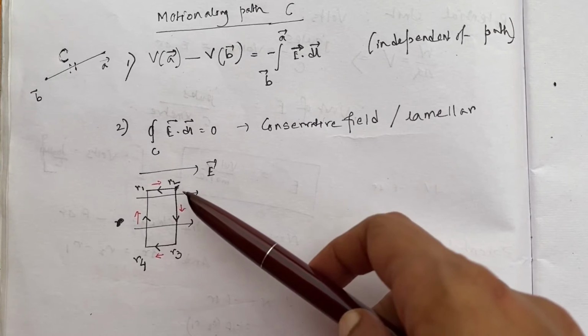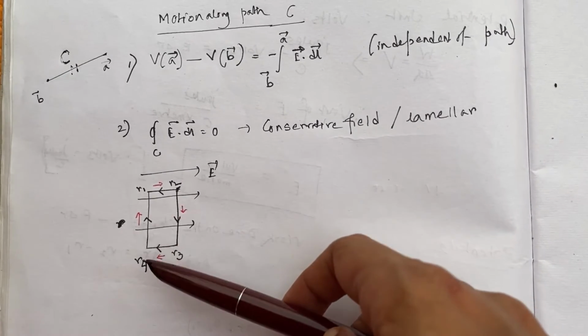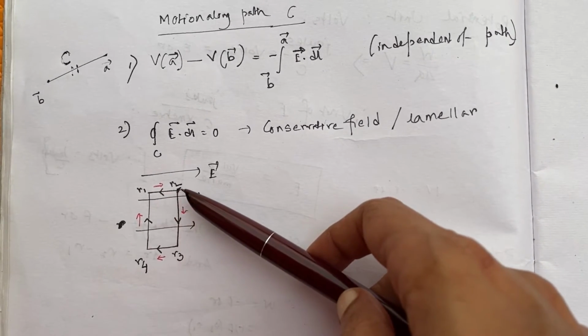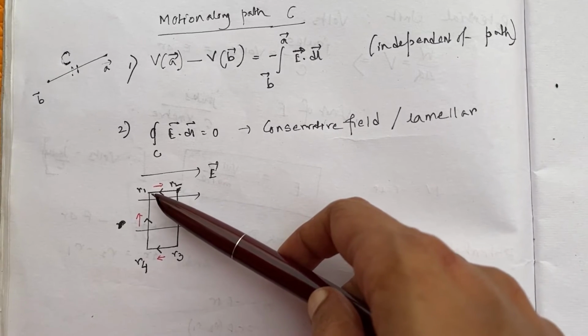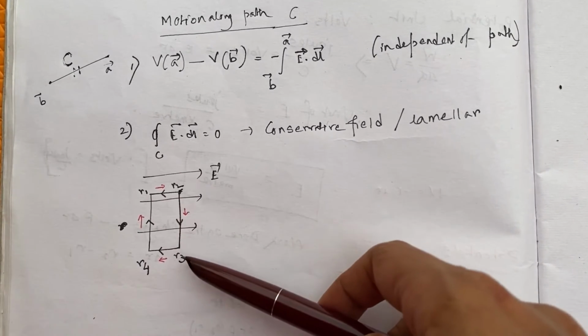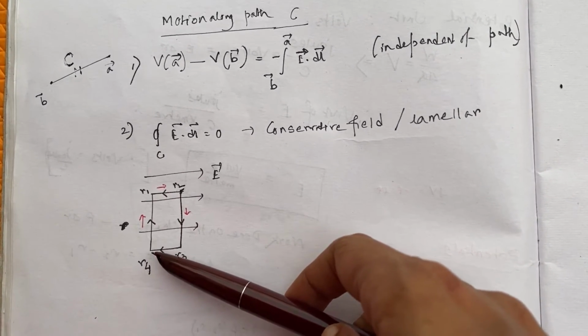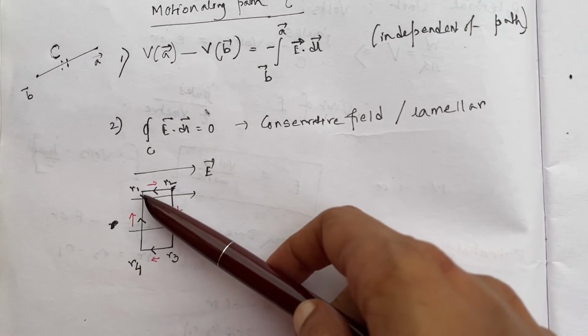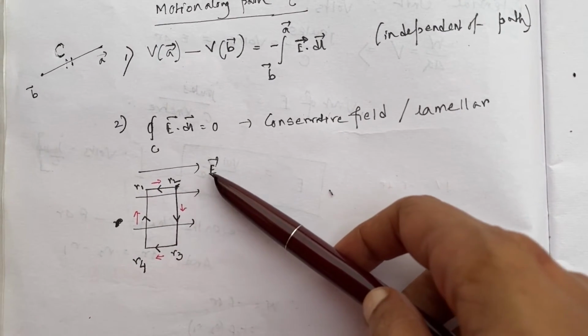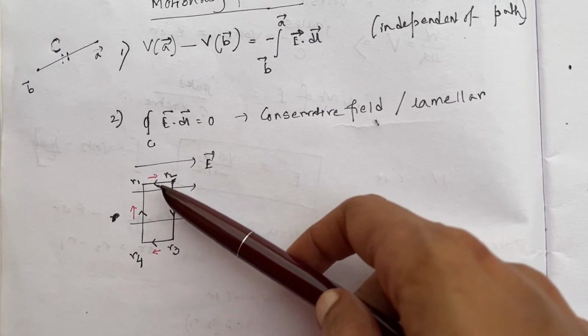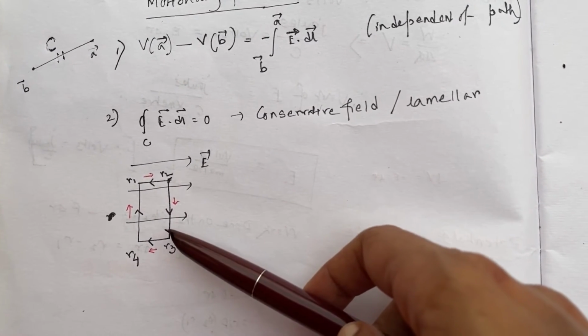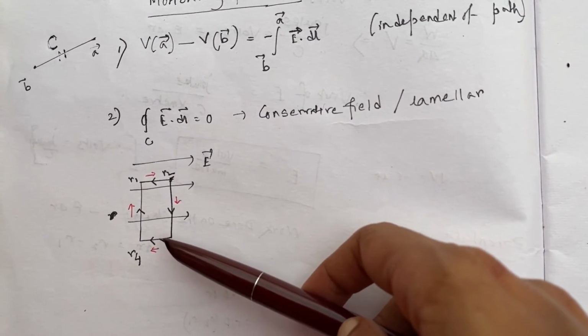So work done is 0 here, and 0 here. Suppose work done has a positive sign here and a negative sign here. This is the case actually, because when I am moving from R1 to R2, I am moving along the direction of the electric field, so work done is positive here. And these two work done terms cancel each other.